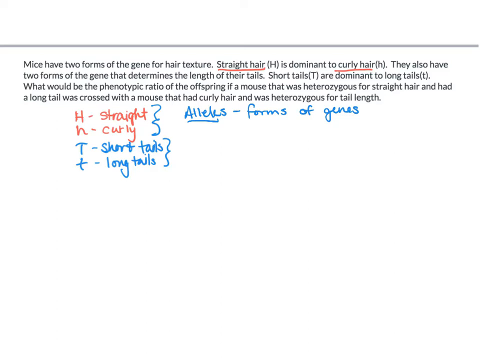So our parental generation, it says what would be the phenotypic ratio of the offspring. So we're looking for phenotypic ratio. So phenotype means the physical appearance. So that's what your answer is going to be in terms of. And we'll go back to that. What would be the phenotypic ratio of the offspring if a mouse that was heterozygous for straight hair? So let's do that first. So heterozygous for straight hair.